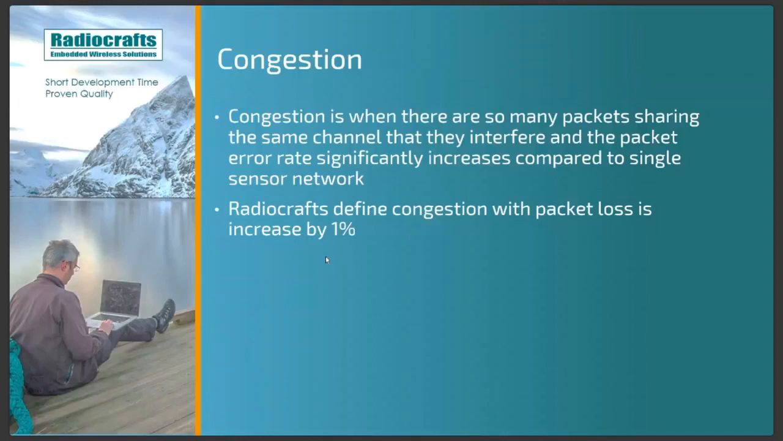For us, congestion is when there are so many devices sending so many packets on the same channel that they interfere, and the packet error rate significantly increases compared to a single sensor network. We have chosen to define congestion as packet loss increased by 1%. We see others use 10% as a measurement, but for us, if you have a 10% packet error rate, that's not a very good network.